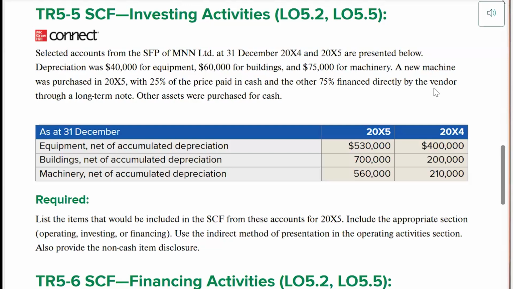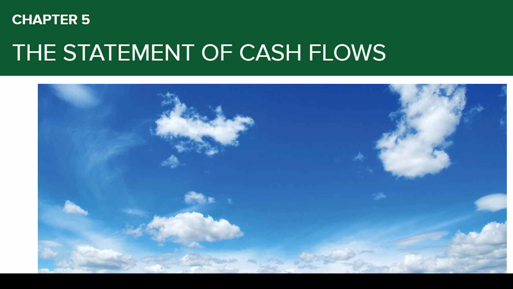But the idea is you would do an equipment T account. You would start with your opening balance. You would add any purchases, which you don't know in this case. You would deduct depreciation because this one is net of accumulated depreciation. And then you can end with your ending balance and see what you actually paid for the new equipment. And once you know what you paid for it, you know that 25% is in cash. Hopefully this summary gave you an example of how cash flow statements work, and the key is practice.